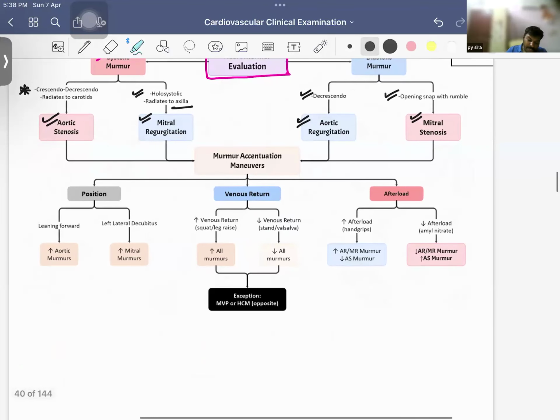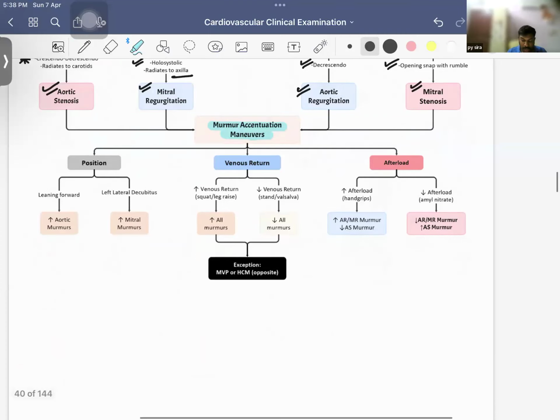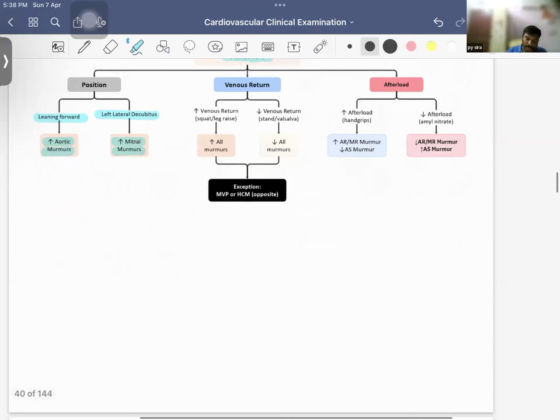Then you have to see the murmur maneuver associations. So what are these murmur maneuver associations? Very, very important: whenever a patient is in left lateral decubitus, it increases the mitral murmurs. Whenever the patient is leaning forward, it increases the aortic murmurs.